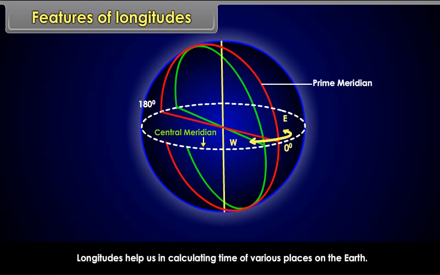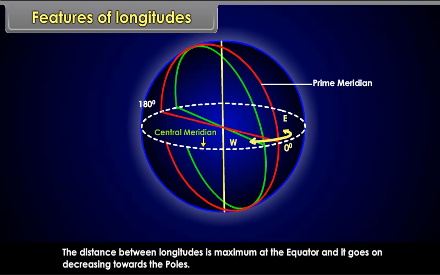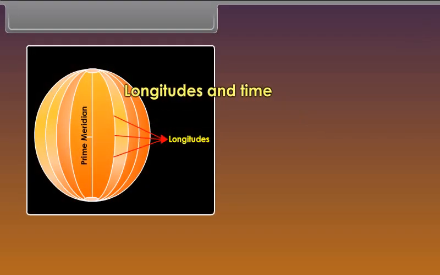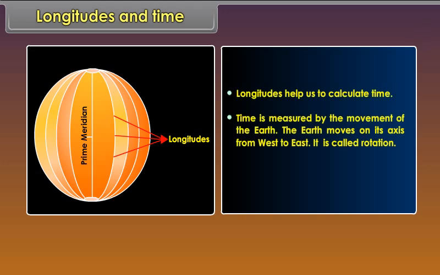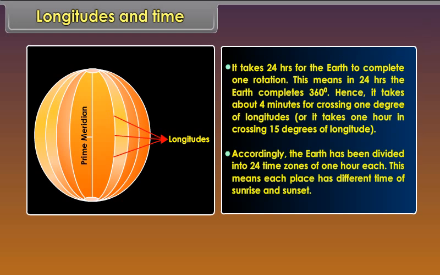Longitudes help us in calculating time of various places on the Earth. The distance between longitudes is maximum at the equator and it goes on decreasing towards the poles. Longitudes and time. Longitudes help us to calculate time. Time is measured by the movement of the Earth. The Earth moves on its axis from west to east. It is called rotation.